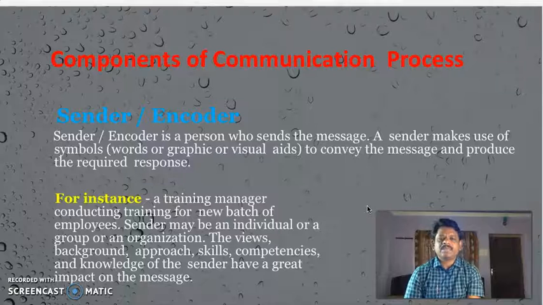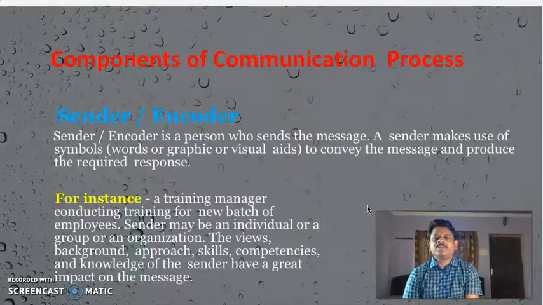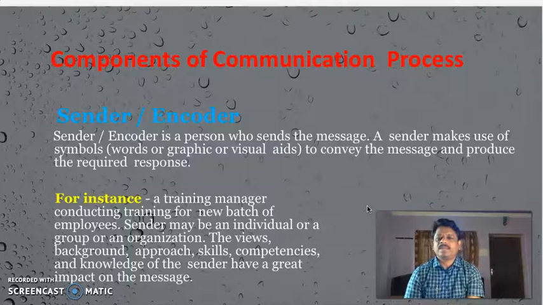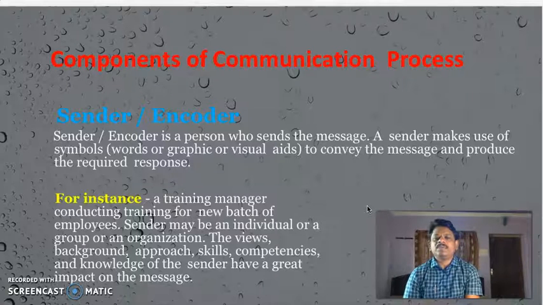Right? For instance, a training manager conducting training for a new batch of employees. Right? So the sender may be an individual or a group or an organization. The views, background, approach, skills, competencies, and the knowledge of the sender have a great impact on the message.